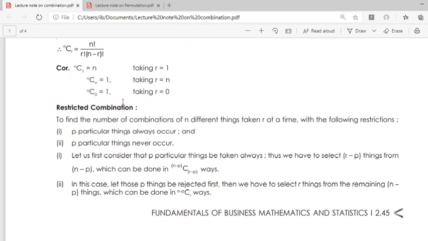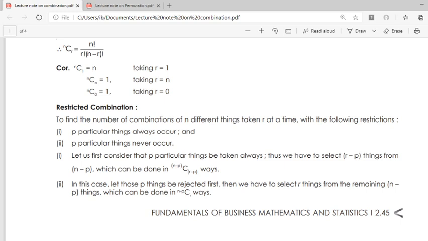Now you need to know something. n combination 1 is n, taking R to be 1. n combination n is 1, that's taking R to be equal to n. n combination 0 is 1.